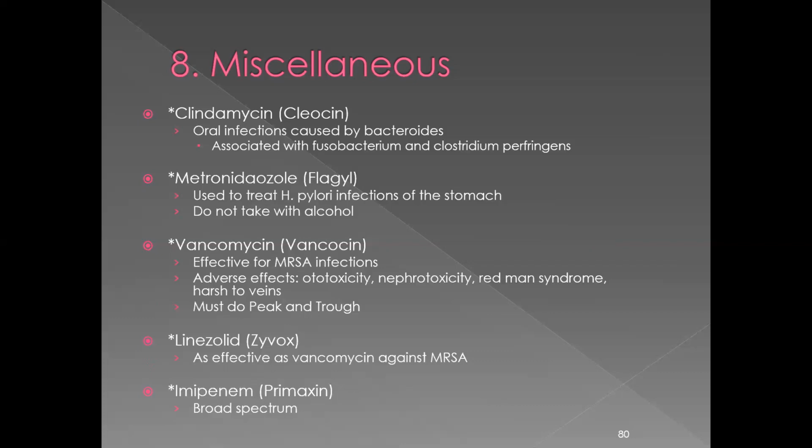Then there's vancomycin, which is effective for MRSA infections. Adverse effects of this one are ototoxicity, nephrotoxicity, red man syndrome. It's really harsh on veins. And with this one, you have to have a peak and a trough level drawn. Then there's linezolid, which is as effective as vancomycin against MRSA. And then there's primaxin. This one is of importance because it has the broadest spectrum of any class of antibiotics.